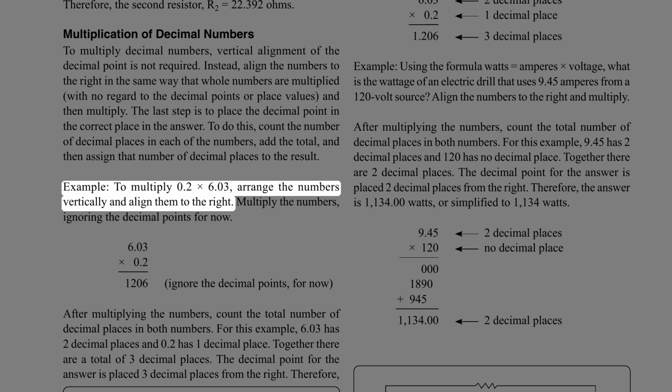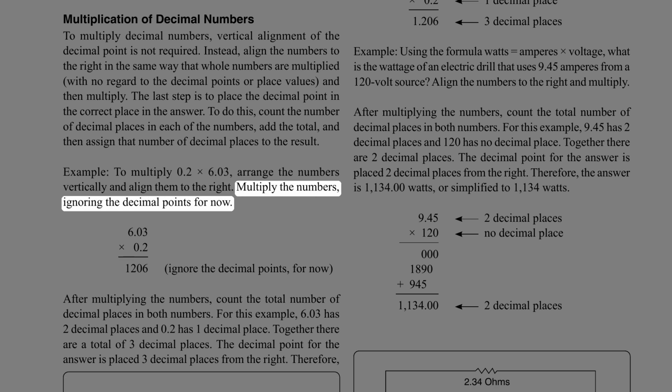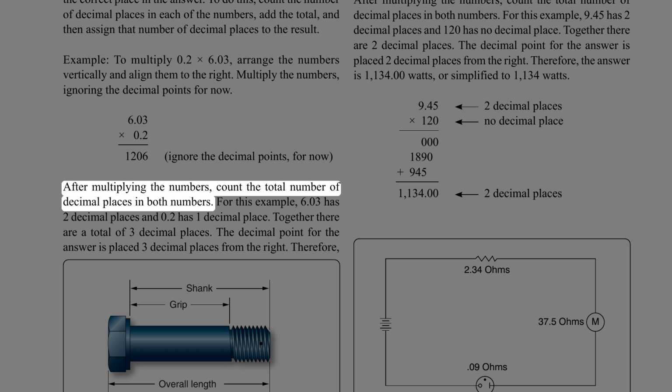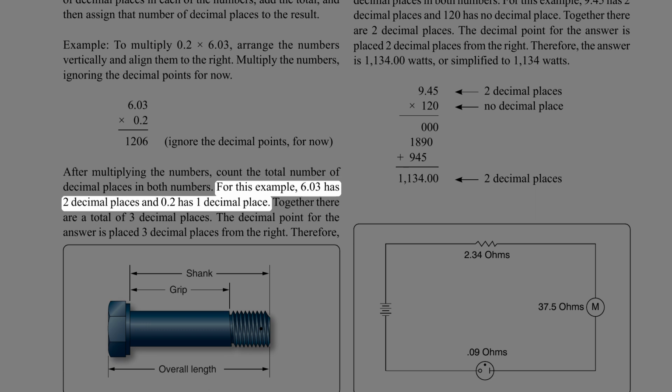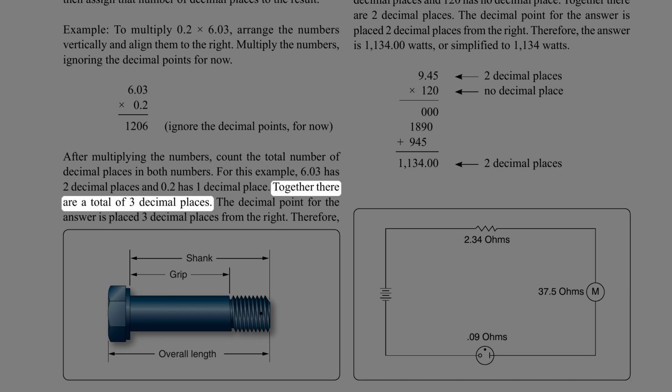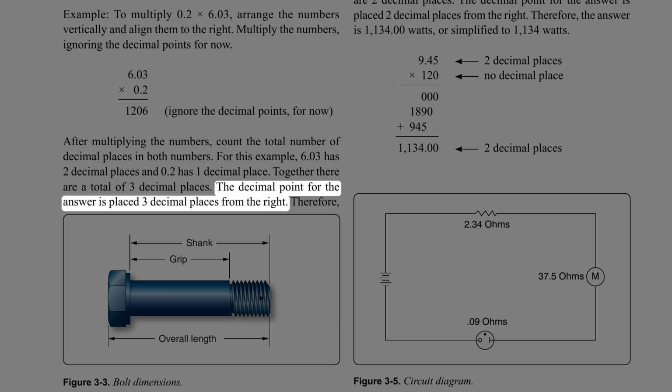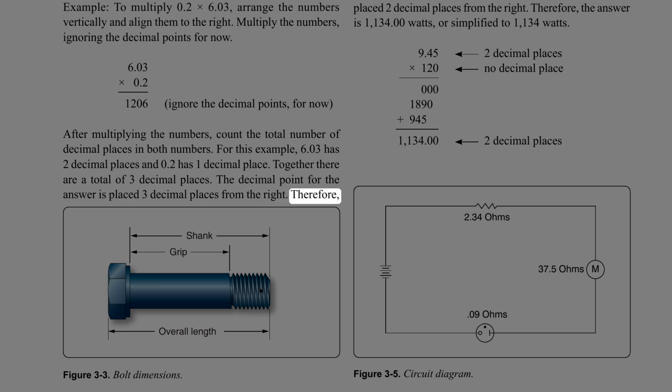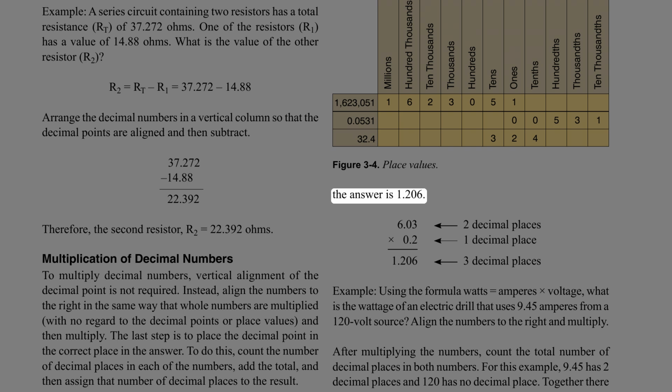Example: to multiply 0.2 times 6.03, arrange the numbers vertically and align them to the right. Multiply the numbers, ignoring the decimal points for now. After multiplying the numbers, count the total number of decimal places in both numbers. For this example, 6.03 has 2 decimal places and 0.2 has 1 decimal place. Together there are a total of 3 decimal places. The decimal point for the answer is placed 3 decimal places from the right. Therefore, the answer is 1.206.